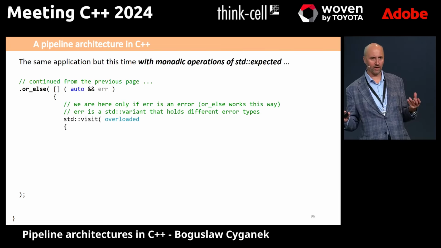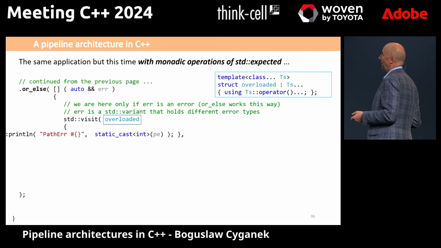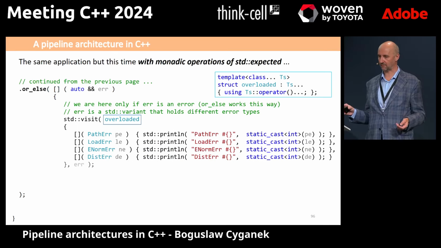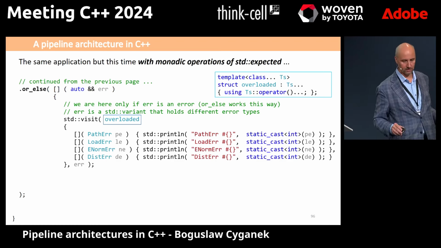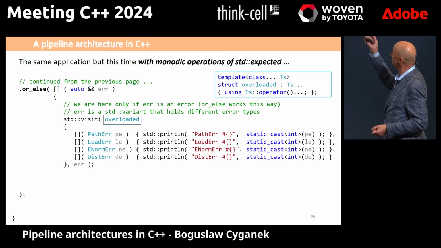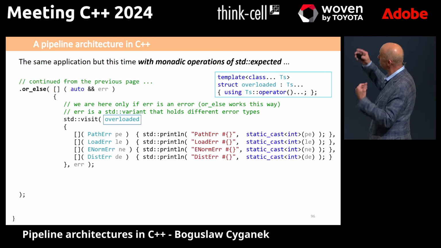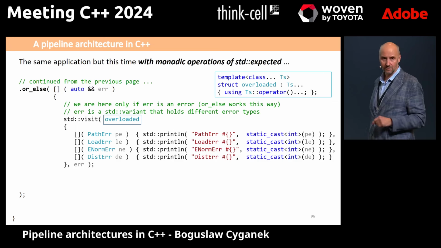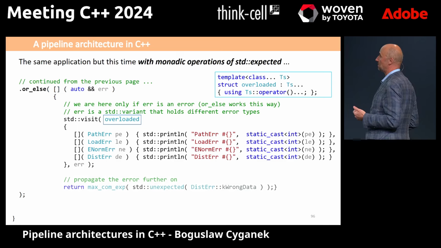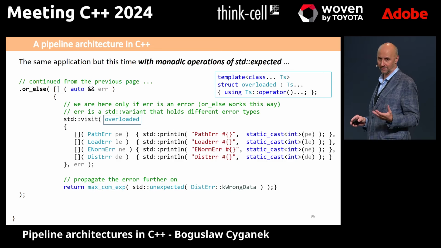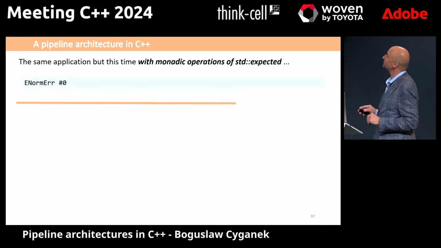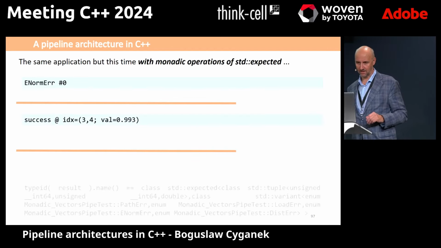But recall, now we have a variant. So we need to use such a design pattern, which is called visitors, a static visitor, let's say. And here, I think it might be interesting to see, I use this overloaded helper class just to introduce all these lambdas, and then I can visit based on whatever error I have. But I'm sure that if I'm in or else, I am called with an error, but I need to return expected. So that's the thing. Okay, so what we have here, some results.